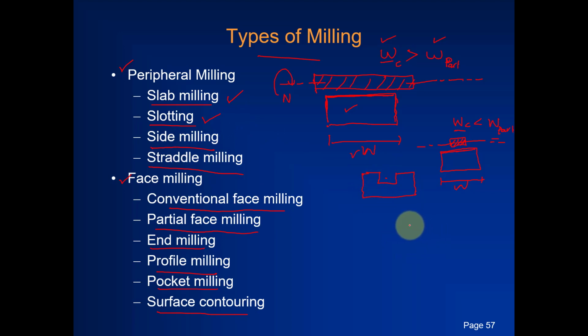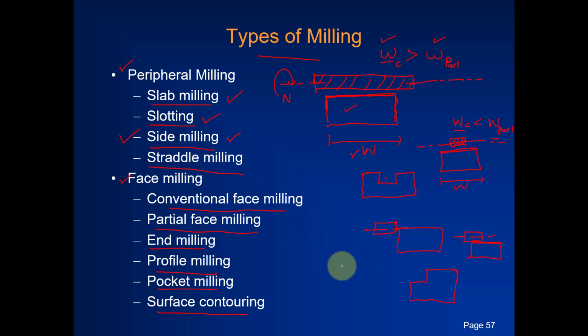Clear? Yes, sir. And side milling is that you are going to, for example, this is the workpiece, and this is the cutter. Or for example, if this is the workpiece and if this is the cutter, so again you are working on one side of the workpiece. So after the milling operation it will give you the shape like this. Clear? So this is also known as side milling. Again the axis is parallel to the surface being machined.